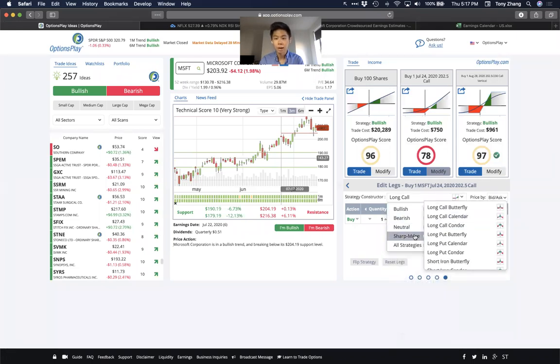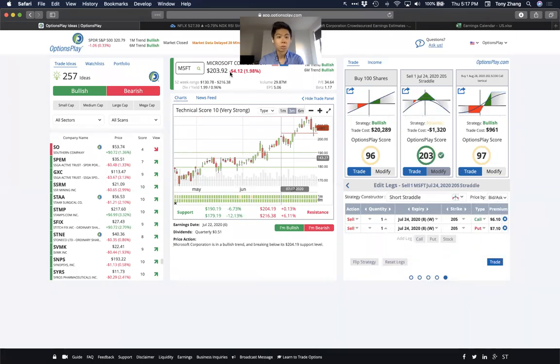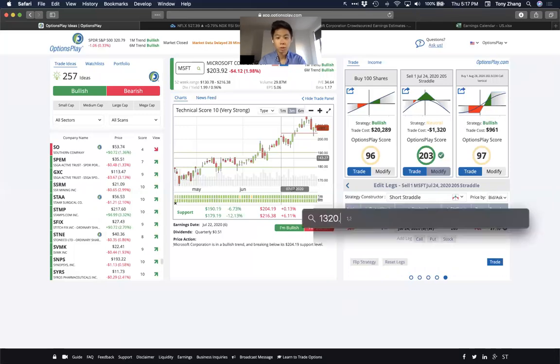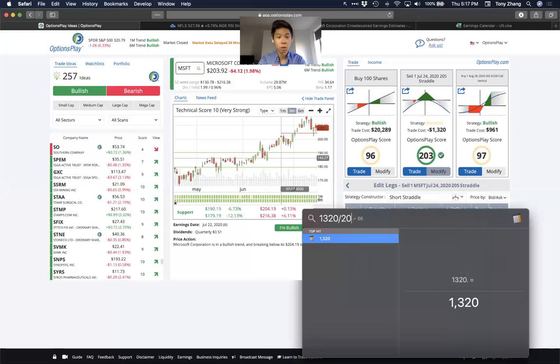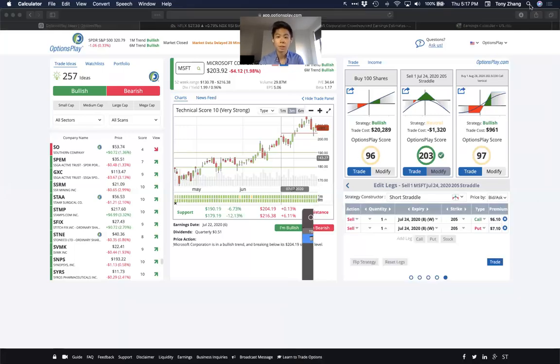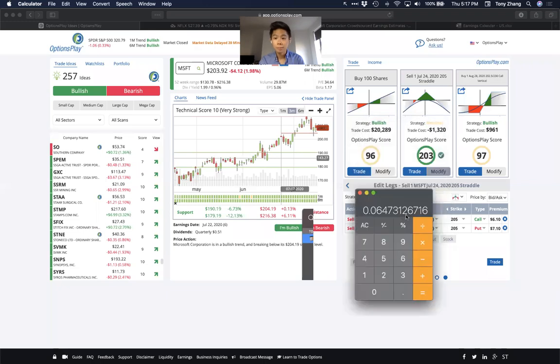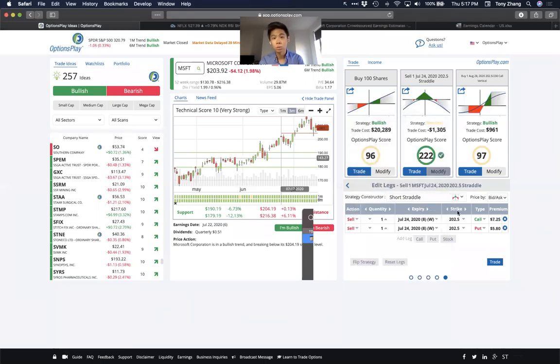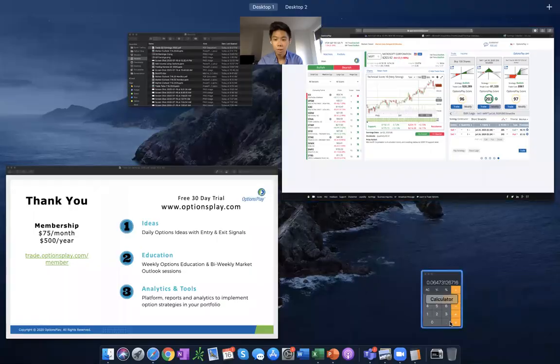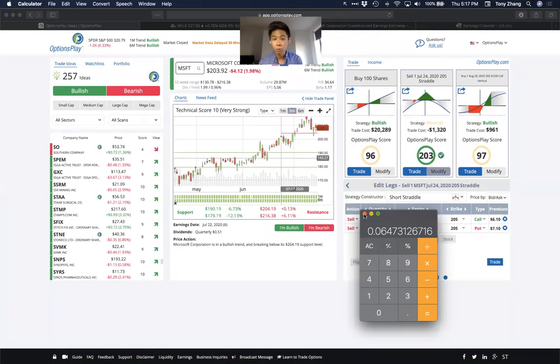If we look at the at-the-money short straddle, it's 1320, so 1320 divided by 203.92, which is the current stock price. So the stock is implying roughly a 6.4% move for Microsoft going into earnings next week. Let's see if there's a 202.5 strike, but it's actually closer to 205. Yeah, so about 6.4% is the implied move going into earnings.